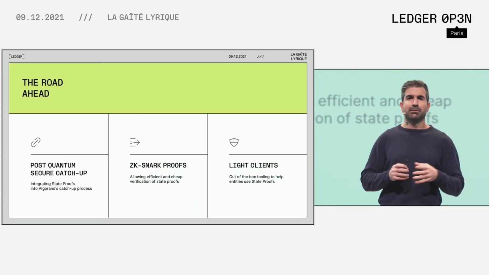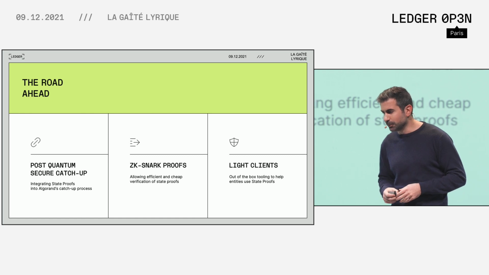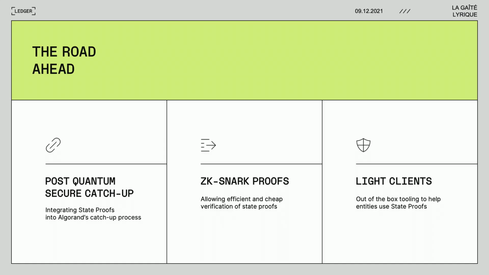Now, let's talk a bit about the road ahead, what else we're going to do. So now once we have state proofs, we're going to integrate them into our catch-up process. So essentially, when you catch up with a network, you're not going to get any false blocks, and you know that you're always getting the right thing.